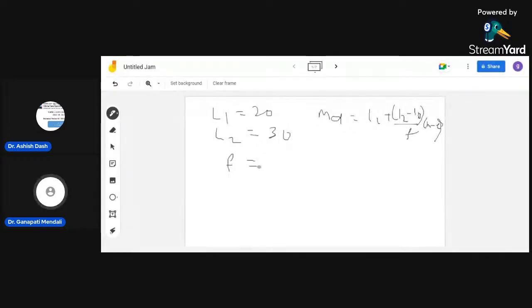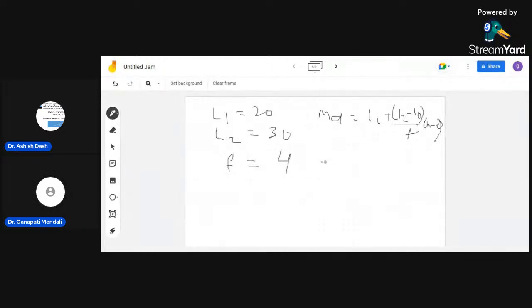F is the frequency of that median class. So 9 is the cumulative frequency, and the median lies in the class 20 to 30. So F is 4. Corresponding to this median class, what is the frequency? That should be the F. And C is the preceding class cumulative frequency. So now it is 20.